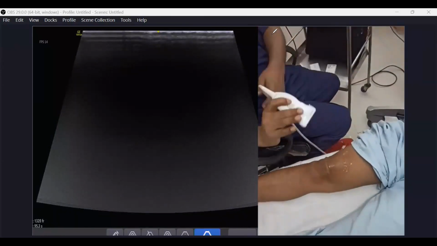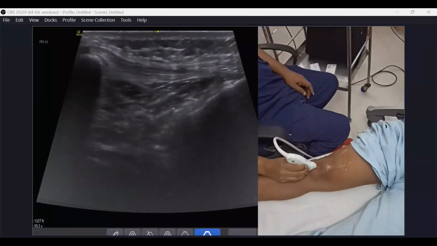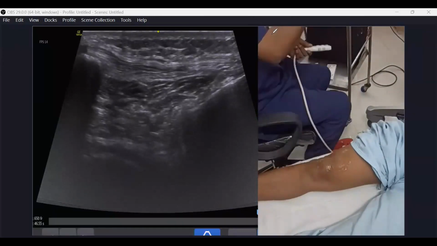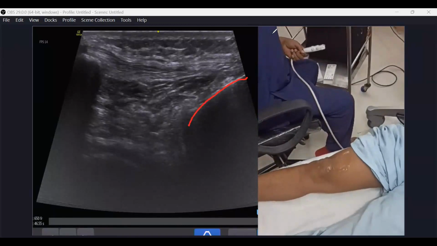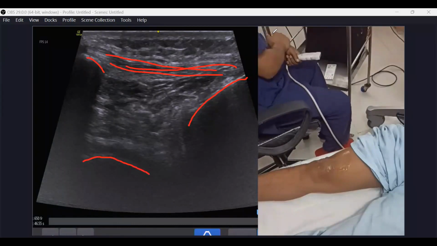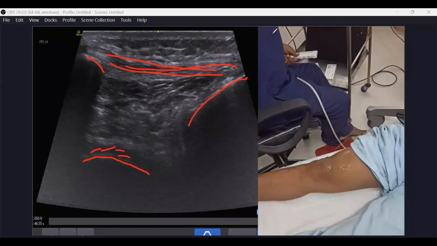With the extended knee, if I'm coming below, what are the structures you can see here? Let me freeze and let me explain. This is your tibia. This is your patella. This part is the patellar tendon. And look here, this is your femur. After the femur, there is a hypoechoic area, that is your articular cartilage. So this part is your articular cartilage.